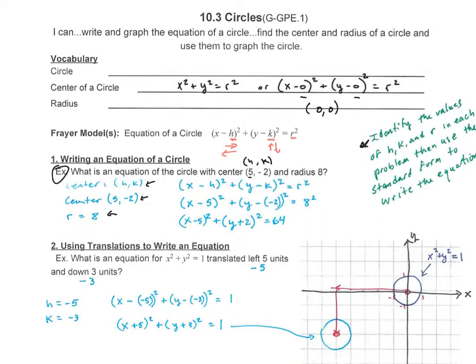Then we can do our substitution. We substitute in the value of h into our equation, then the value of k, and finally the value of r, and simplify. So now our equation is simply (x - 5)² + (y + 2)² = 64. Again, substituting in those values and then simplifying if necessary.